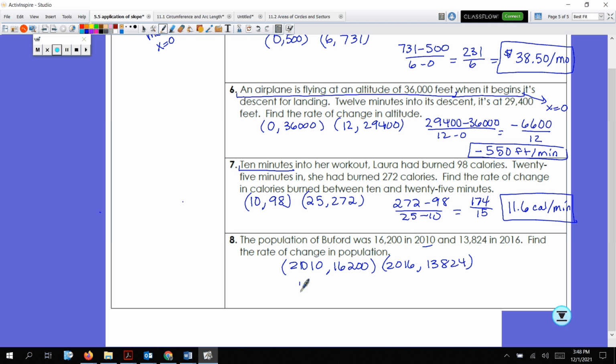Okay, we just simply plug these numbers in. 13,824 minus 16,200 over 2016 minus 2010. I keep wanting to write 210. Remember, m represents our slope. I haven't been doing that. I'm sorry about that. When I subtract 13,824 by 16,200, that gives me negative 2,376. 2016 minus 2010 is 6. And when I divide to get my real answer, that gives me negative 396 people per year.